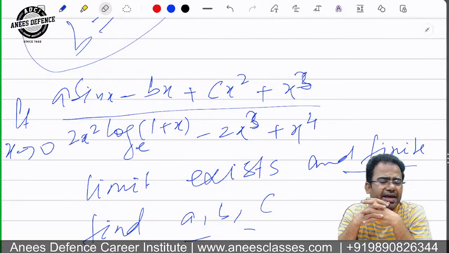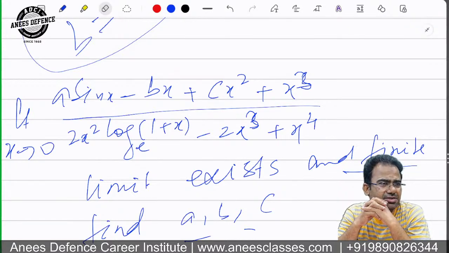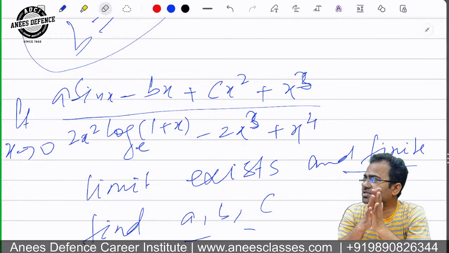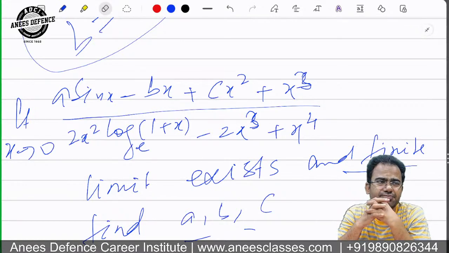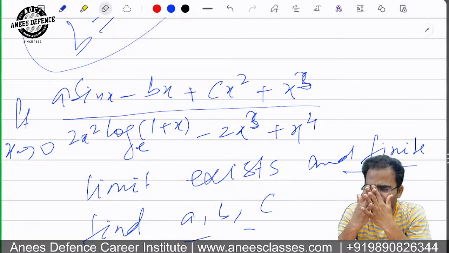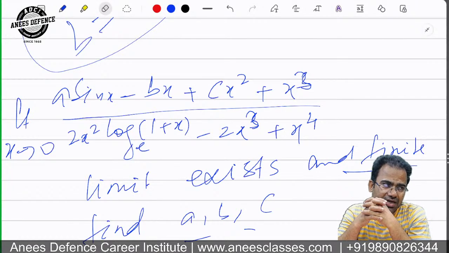What is the series for sin x? The series for sin x is x minus x cube upon factorial 3 plus x to the 5 upon factorial 5 minus x to the 7 upon factorial 7 plus dot dot dot. What is the series for log 1 plus x? The series for log 1 plus x is x minus x square upon 2 plus x cube upon 3.